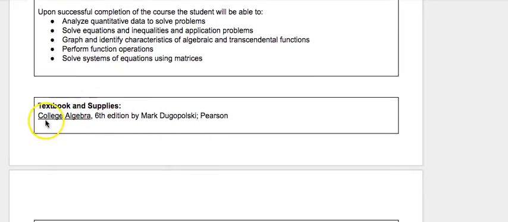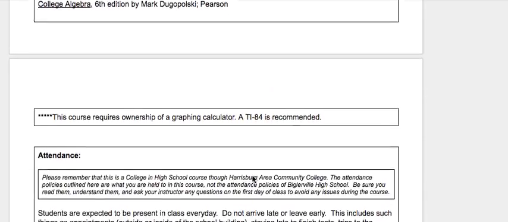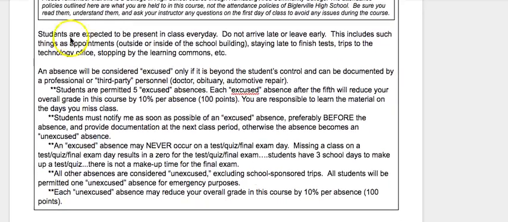The textbook and supplies are listed here. That is the textbook that they will have, and of course the supply is that they must own a graphing calculator. We recommend a TI-84. The attendance policy is as stated here. Students are expected to be present in class every day. Do not arrive late or leave early.